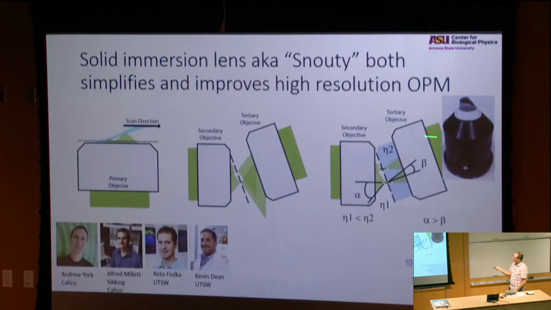So then Andrew York at Calico and Alfred Millett at Sikking were talking with some of us, including Reto Fiolka at UT Southwestern, and Andrew and Alfred proposed and built this objective, which is nicknamed Snouty because it's cut. This is a zero working distance NA 1 air objective. It sits exactly at the focal plane of the secondary objective, and it captures all of the rays by bending the light in.